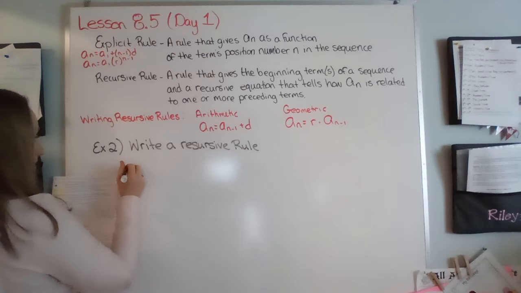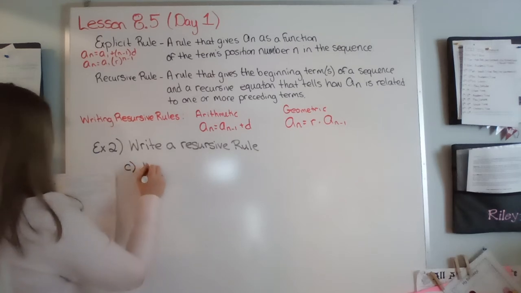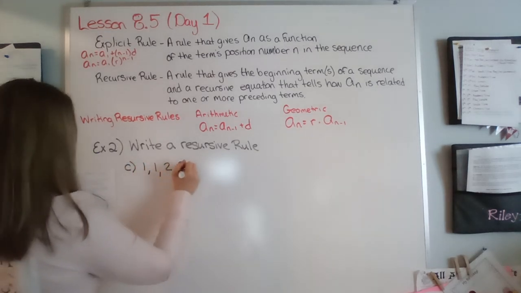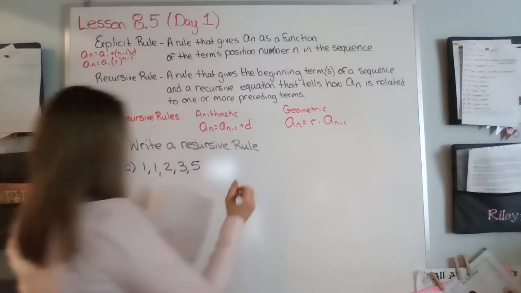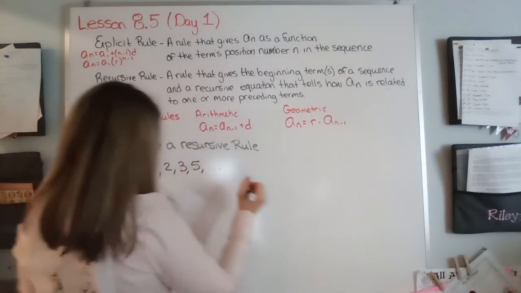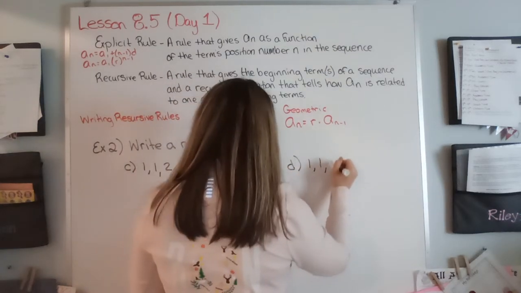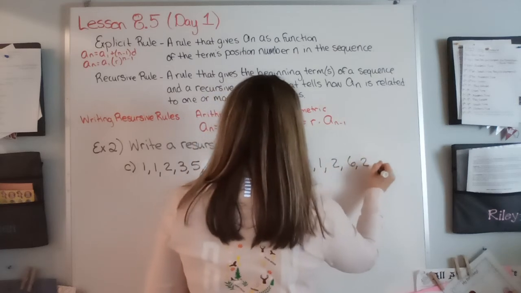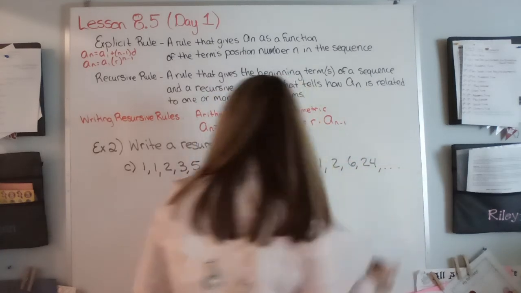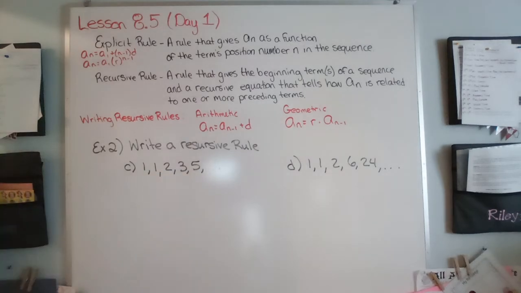So, this is C, same type of problem. 1, 1, 2, 3, 5, and so on. And then D is 1, 1, 2, 6, 24. Okay, so when you look at these, do they look arithmetic or geometric? They are neither, but they actually are special patterns that I'm going to explain.